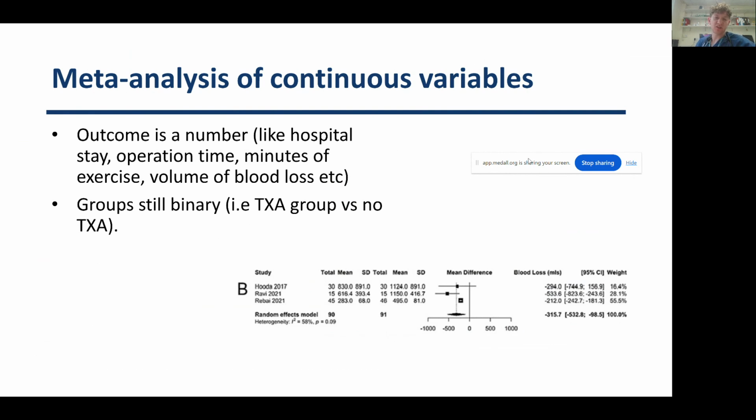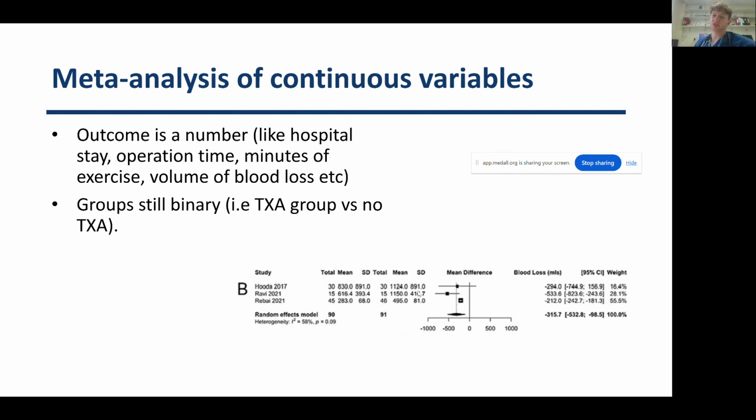For a continuous outcome, the variable is a number. So as I said before, it's like hospital stay in days, operation time in minutes, minutes of exercise, volume of blood loss, etc. But the most important thing is the groups are still binary, as in there's 2 groups.